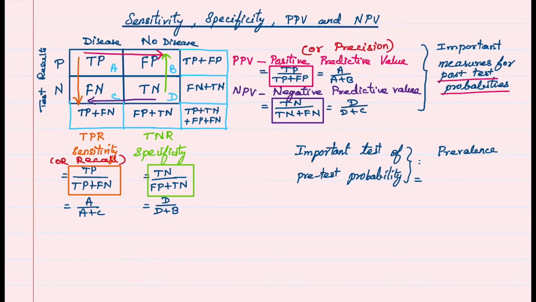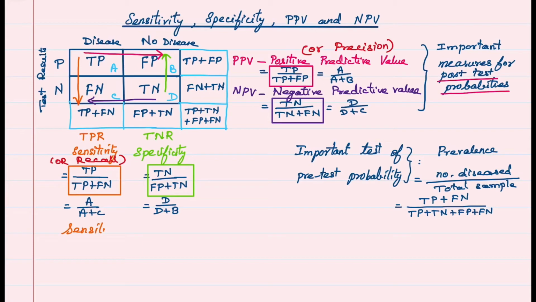And the formula for prevalence is the number of people who have the disease, divided by the total sample, the total population. That is TP plus FN. The total number of people who have the disease is the first column total, which is TP plus FN, divided by the total sample, TP plus TN plus FP plus FN. So this is the formula for prevalence.